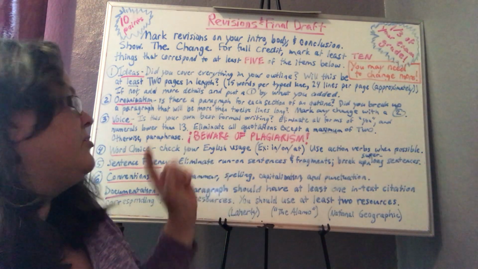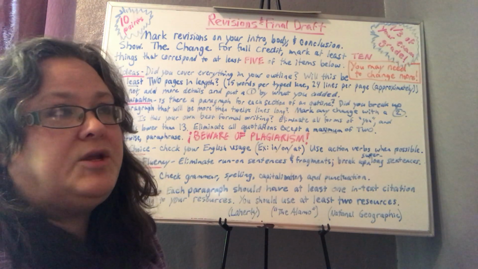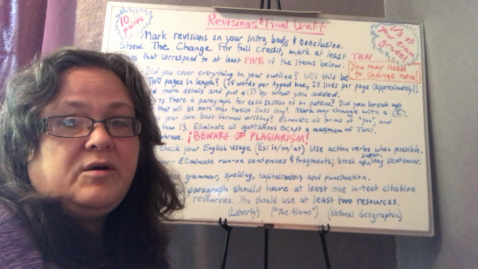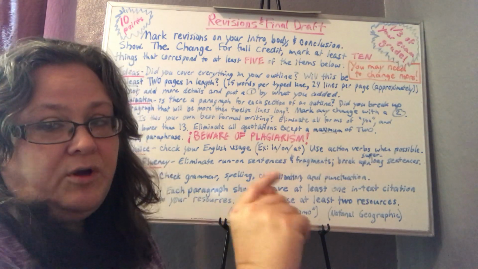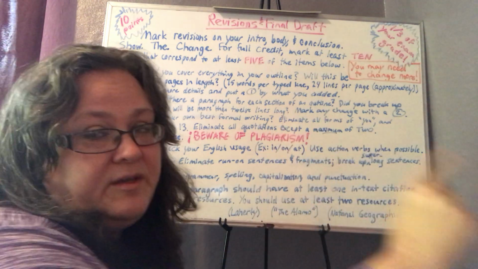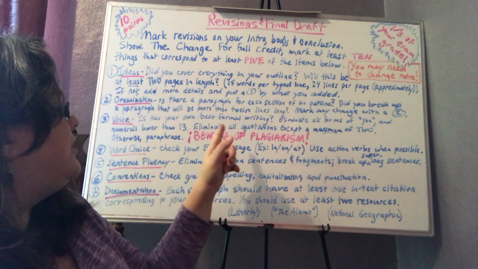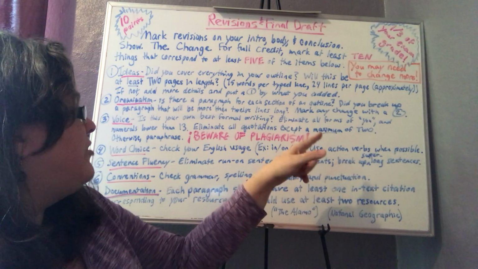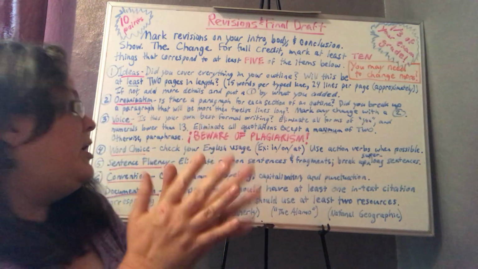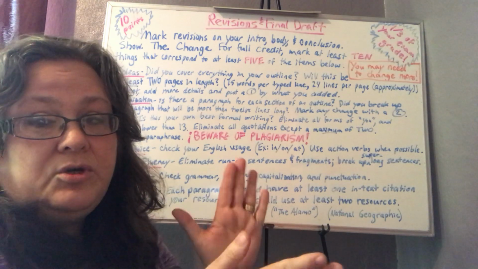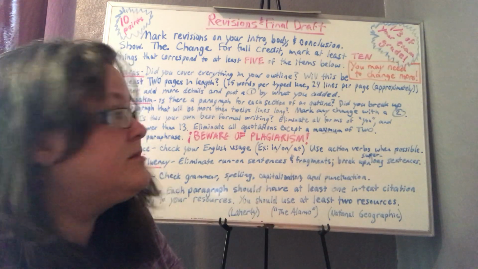Eliminate numerals lower than 13. Again, I don't want you to just cross out the number. What I want you to do is, if you wrote 12, then cross it out and put twelve, spelled out. Eliminate all quotations except a maximum of 2. So what you need to do is write things in your own words, paraphrase.